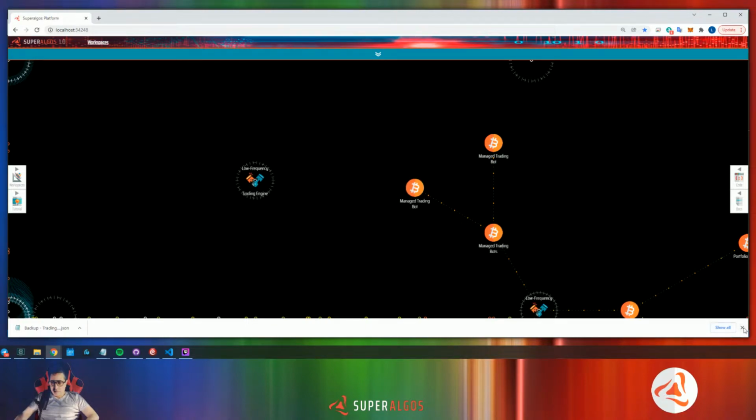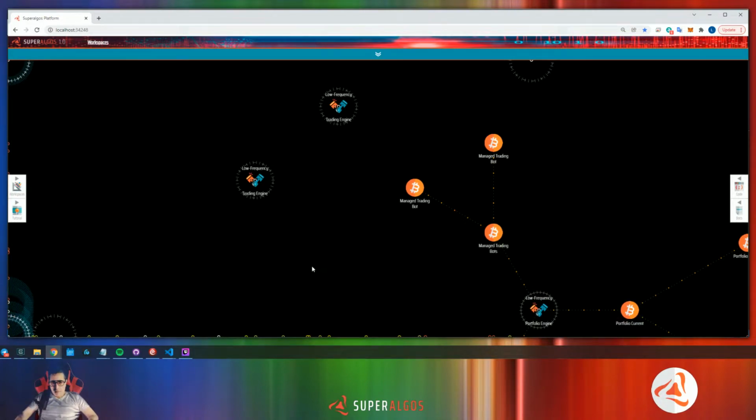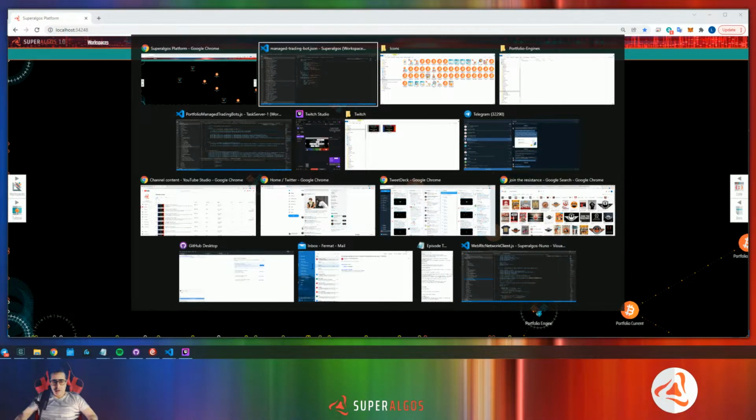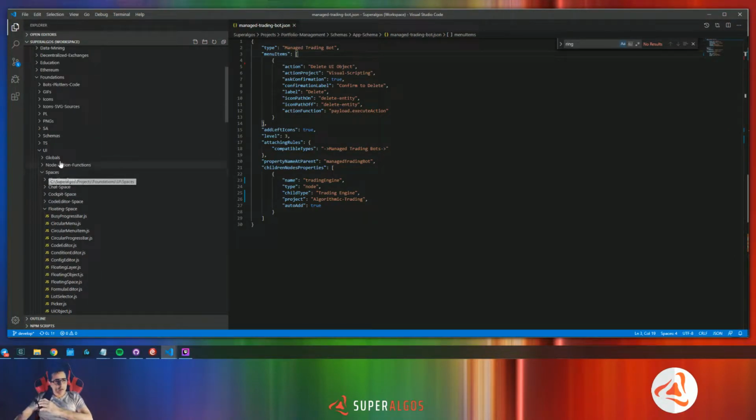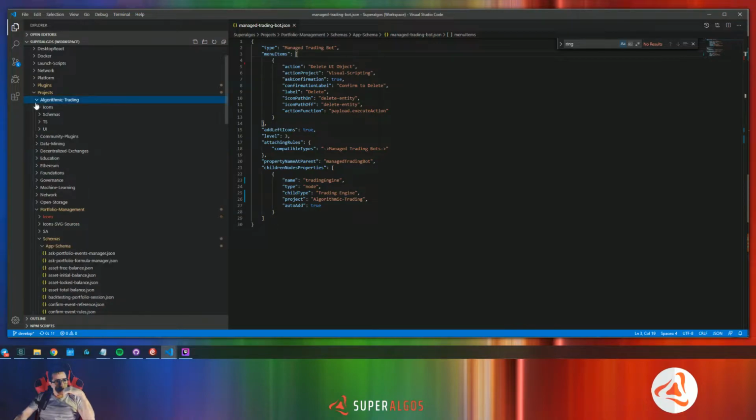Okay, so we have this. In fact, we will need two, but I need to allow the trading engine to attach to these kind of guys. Okay, so this is going to be going to save, and trading engine is a guy from not foundation but algorithmic trading.